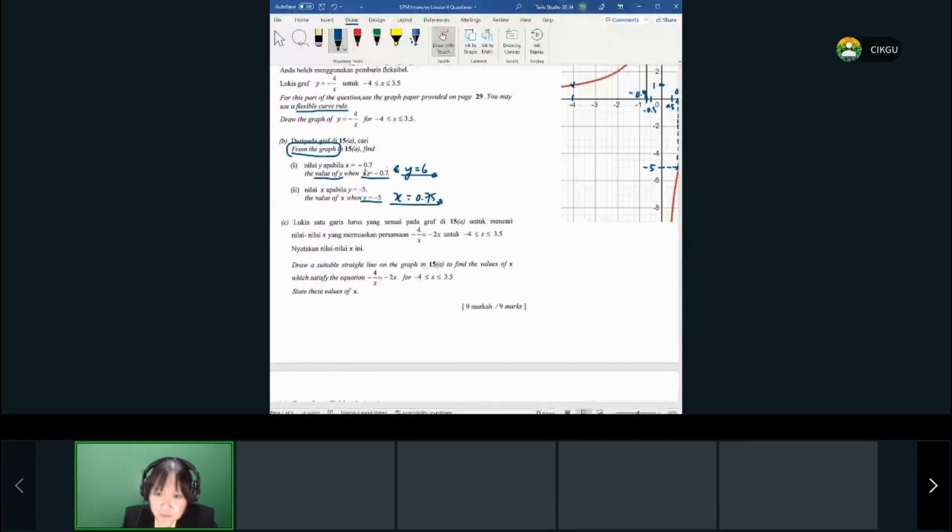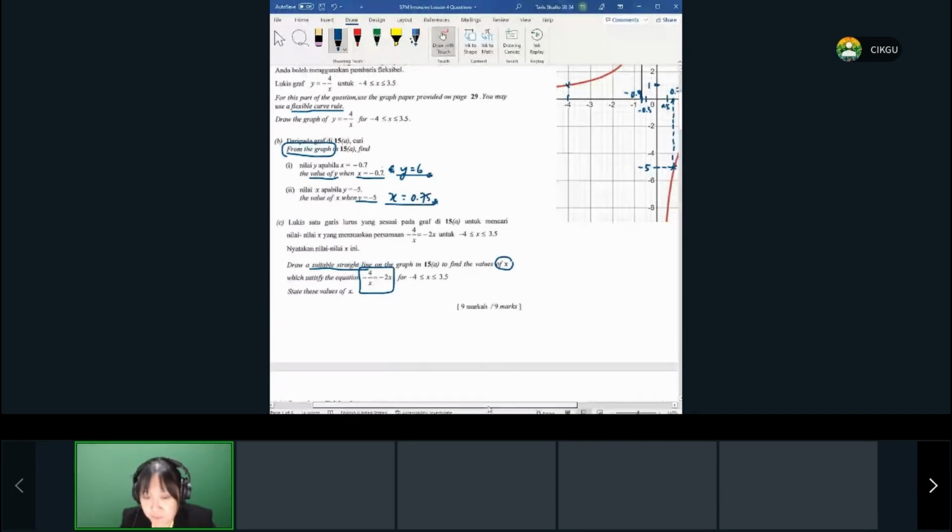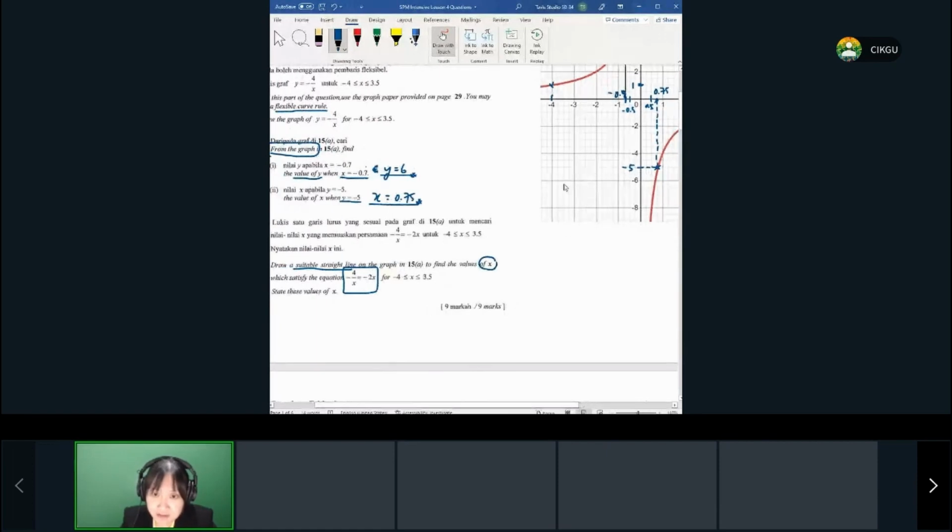That means they want you to draw another straight line on the graph, to do what? To find the values of x that satisfy this equation. This type of question is very common. Normally after they ask you to draw the graph, this type of question will come up. They will ask you to draw a straight line to find the answer for this equation.